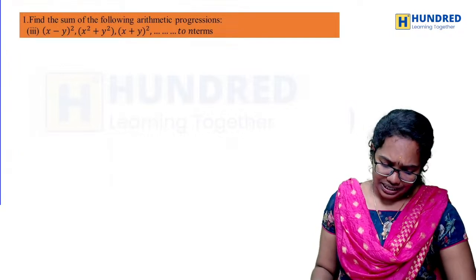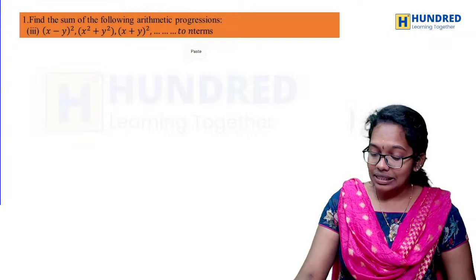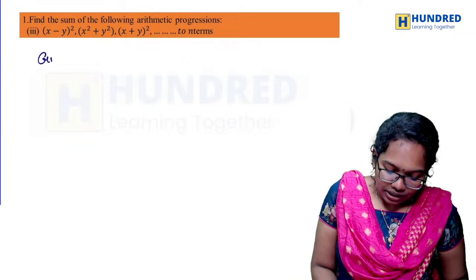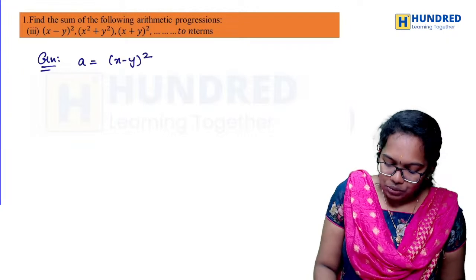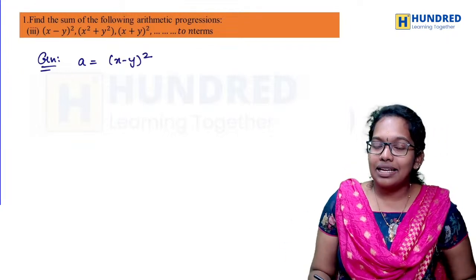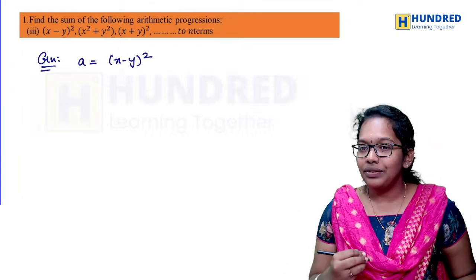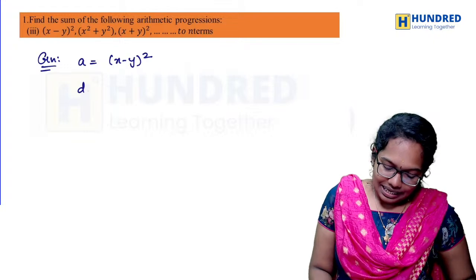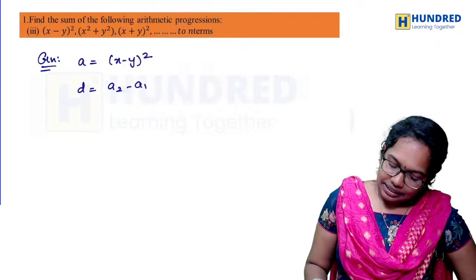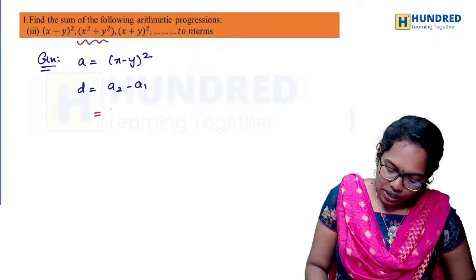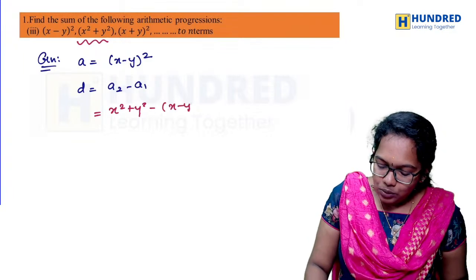For this sum, what is the question? What is the a term, that is the first term of this AP? Here they have given the first term as x minus y the whole square. The next thing we have to do is find the common difference D, which is A2 minus A1. A2 is x square plus y square, minus A1, which is x minus y the whole square.